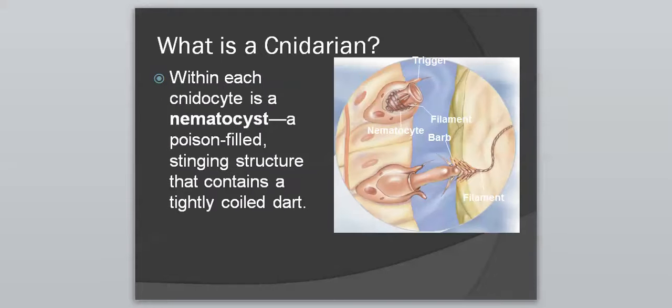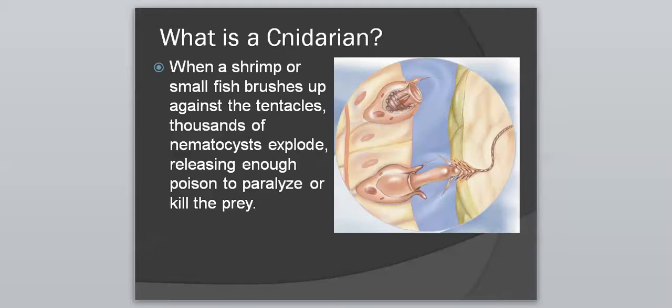Within each cnidocyte is what is known as a nematocyst. That's another important word you're going to need to know. This is a poison-filled stinging structure that contains a tightly coiled dart. If you look up at the top left, you can see a tightly coiled structure with a nematocyst, or a single nematocyte, waiting inside. When a shrimp or a small fish brushes up against the tentacles, thousands of nematocysts explode, releasing enough poison to paralyze or kill the prey.